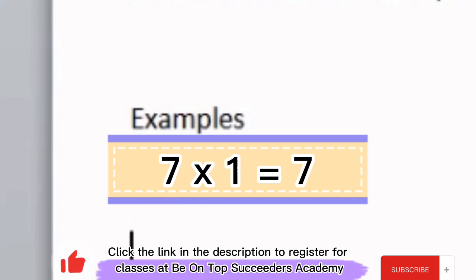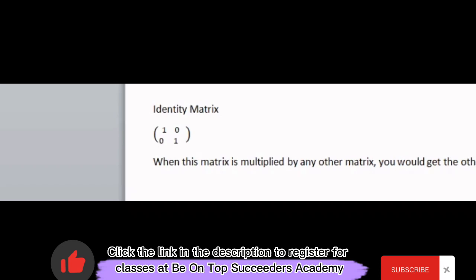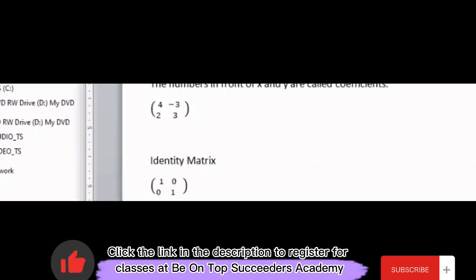Before we even talk about that, we have an example of multiplication, which includes the identity number 1. Any number that's multiplied by 1 will always give you back the number you multiplied by 1. So 7 multiplied by 1 would give you 7, because 1 is the identity number. In a similar way, the identity matrix works.